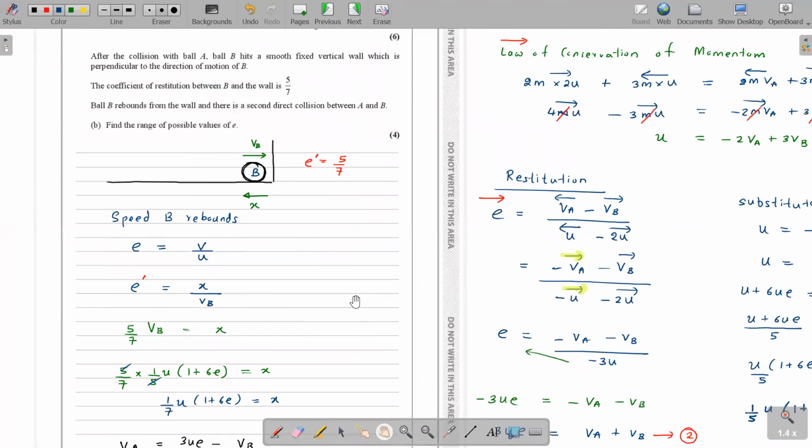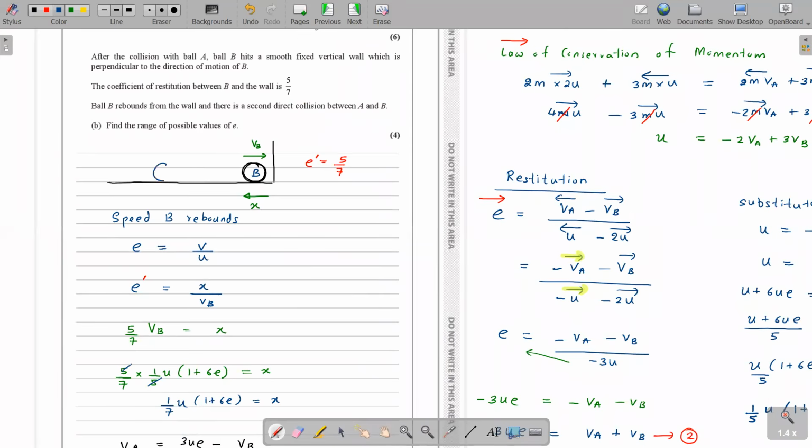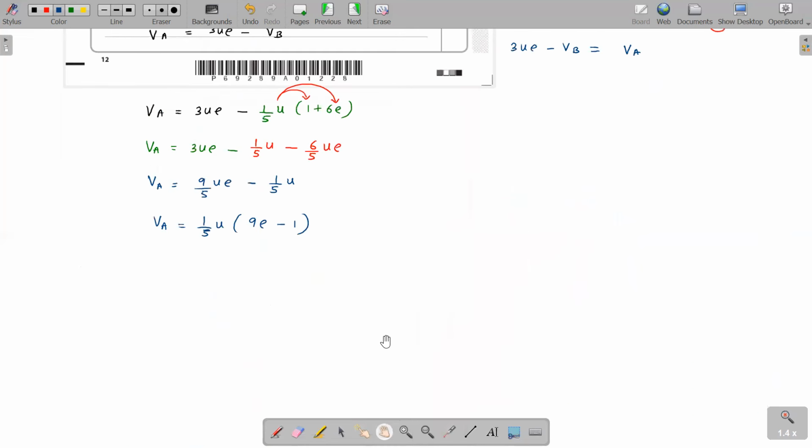Okay, so now this is our object A and it travels back with this velocity. So now they are saying ball B rebounds once from the wall and there is a second direct collision between A and B. So if there has to be a second direct collision between A and B, what is the requirement? If you compare the X value and the velocity A value, what do you say about the magnitudes? X should be greater than velocity of A. So that's how we find the range of possible values.